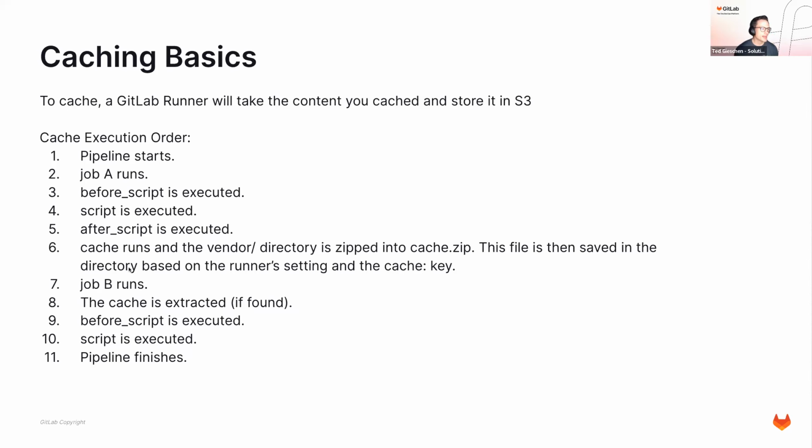Then we have job B running. In this case, before we run the before script, the script, and so on, the cache is extracted if it is found. And then finally, the pipeline finishes.